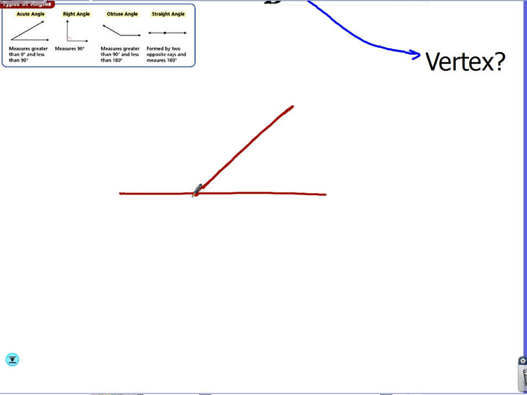Let's say that this is A, B, C, and D. If I say angle ABD, everybody knows that I'm talking about this angle right here, right? If I said angle DBC, everybody knows D to B to C, I'm talking about this angle. But what if I just said angle B? We don't know which one. Angle B could be this angle, it could be this angle over here, or it could be this straight angle.